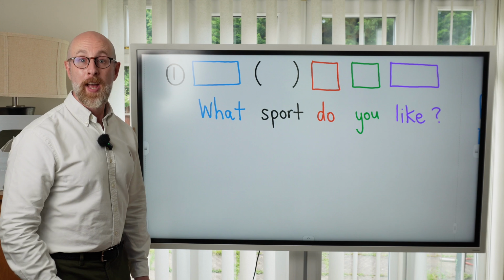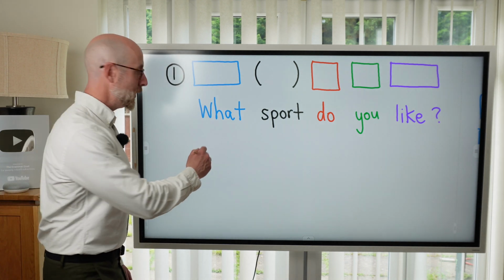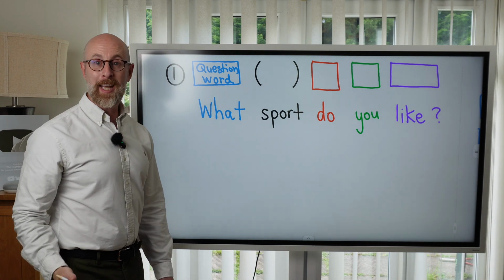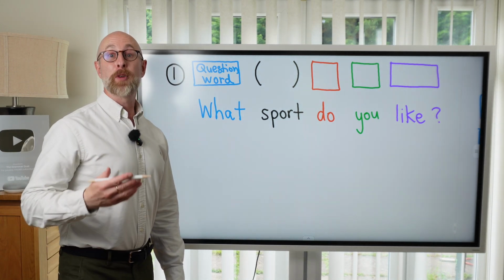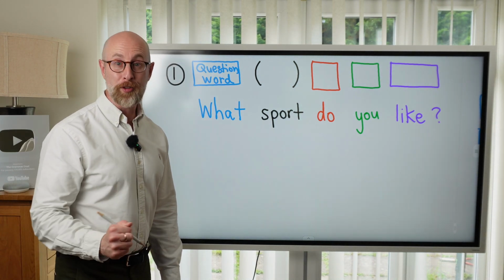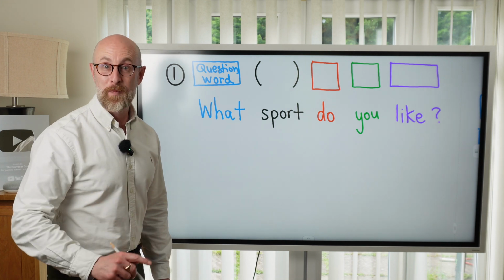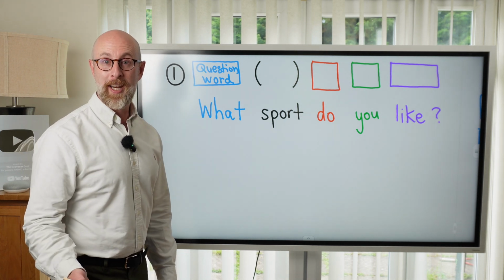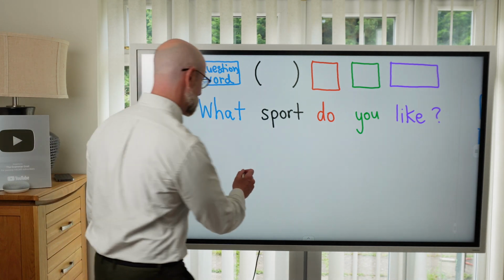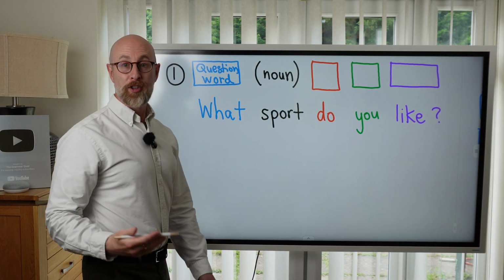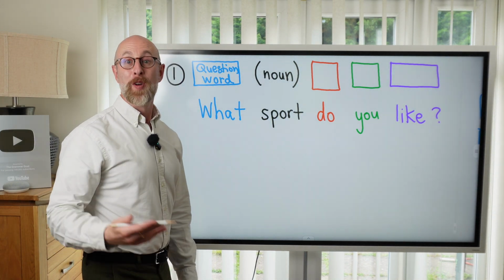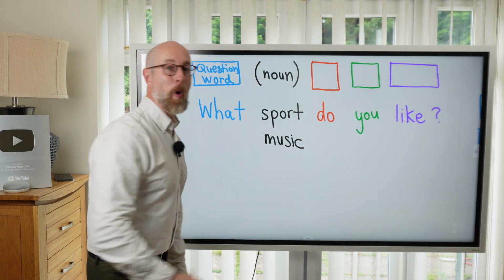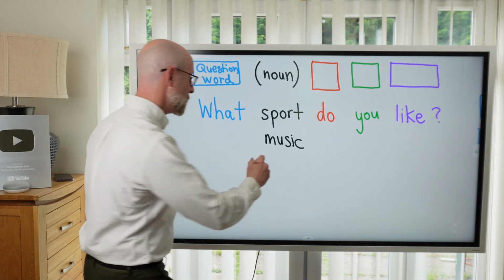In blue, it's a question word. There are many question words in English. I'm going to show you some really important question words in a minute. After the question word, sometimes we can add a noun. What sport? What music? What food?